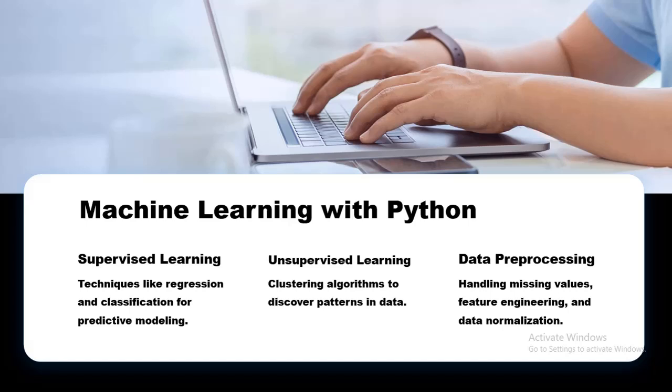The first one is actually data preprocessing, where we handle the missing values, feature engineering, like changing characters into zeros and ones, and then we have data normalization.